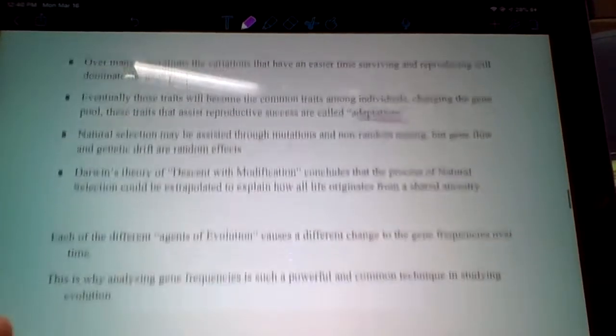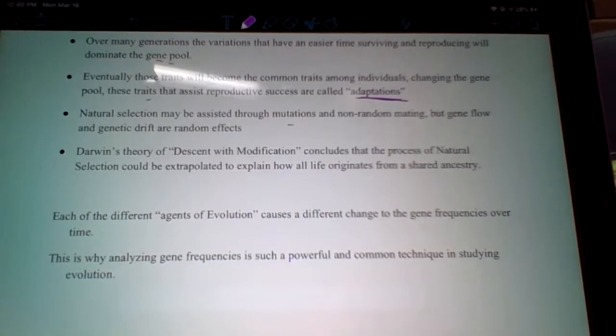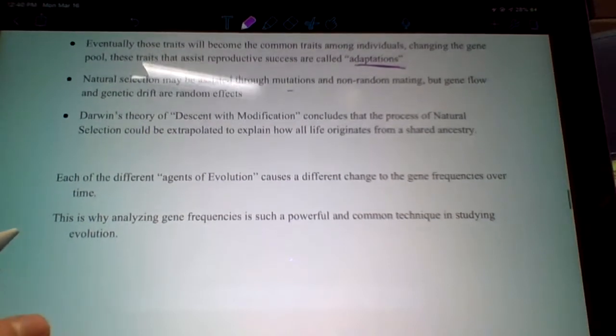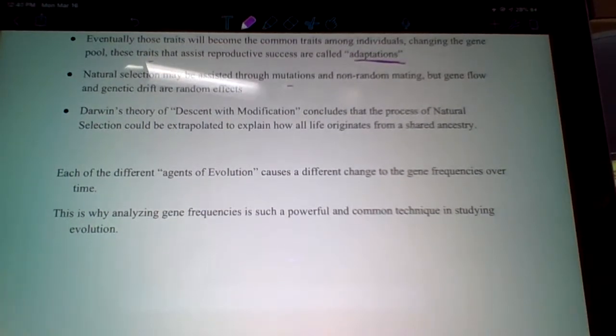Darwin, Charles Darwin, is the one who sort of came up with this idea. He had a theory of descent with modification, and his conclusion was that the process of natural selection could be extrapolated to explain how life originated from one shared ancestry. So each of these different agents causes changes to genetic frequency over time. This is why analyzing genetic frequency is such a powerful tool for studying evolution.